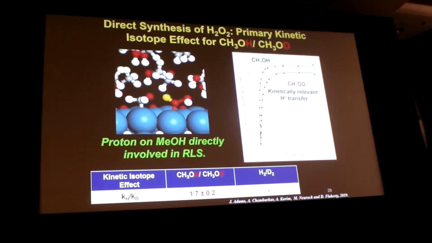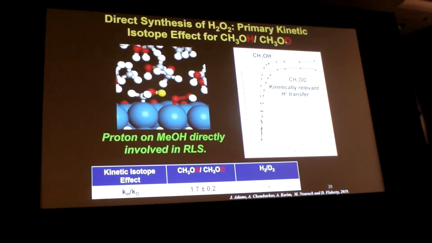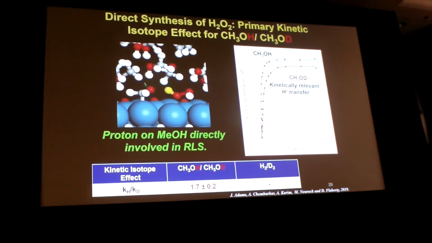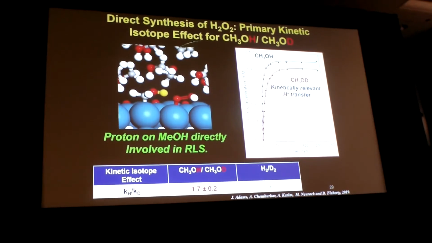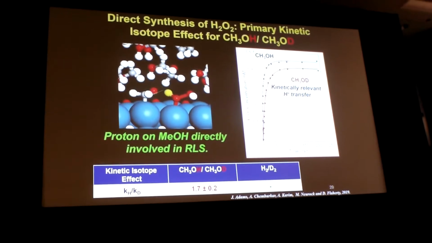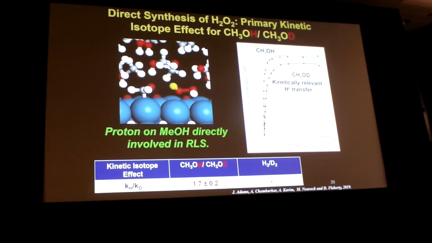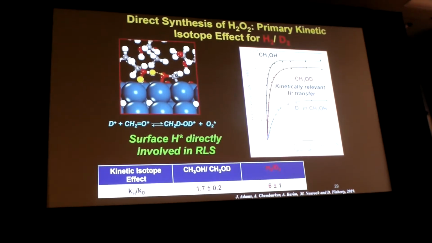Let's look at kinetic isotope effects. If you deuterate the alcohol, methanol in this case, what you find is there is a kinetic isotope effect, which suggests that the OH bond is involved in the active transition state. That's what we see here: these OH bonds are playing a role to activate and lead to the final product, consistent with the KIE values here.